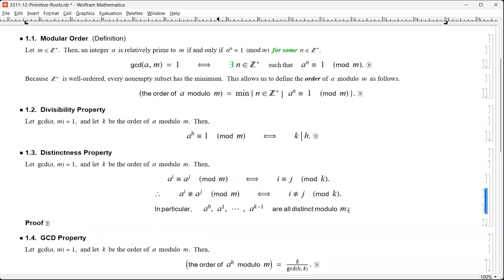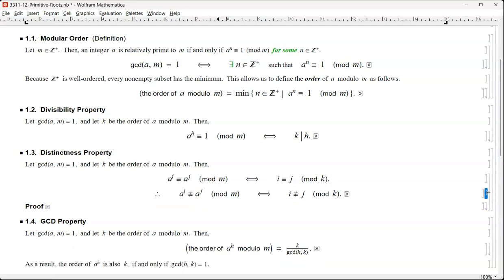And in particular, look at these: a to the 0 power, first power, second power, up to k minus 1 power, all distinct modulo m, because the powers 0, 1, 2, 3 up to k minus 1 are all distinct mod k, thanks to the division algorithm. That's an application of the distinctness property.